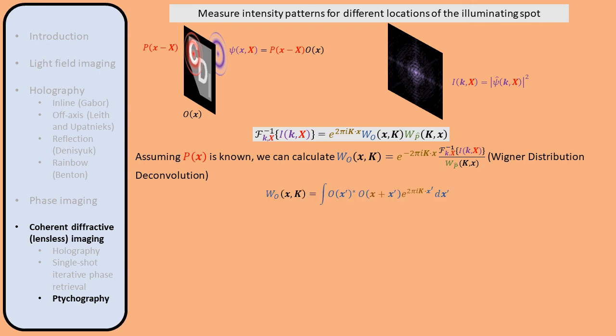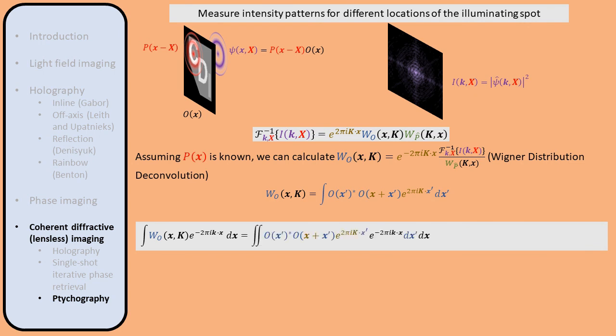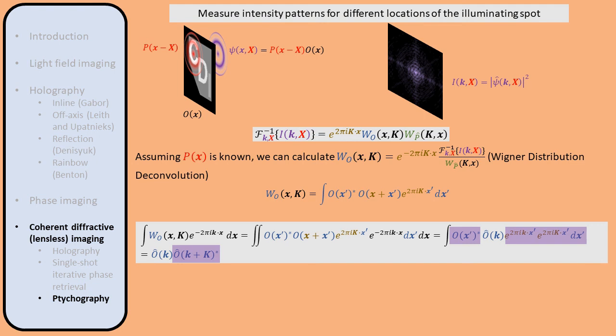One is to take the Fourier transform with respect to x. Taking the integral over x gives the Fourier transform of O times the linear phase factor. Taking the integral over x prime gives the Fourier transform of O evaluated in k plus capital K. By picking small k fixed and choosing capital K freely, we reconstruct the Fourier transform of O, from which we can straightforwardly find O itself.